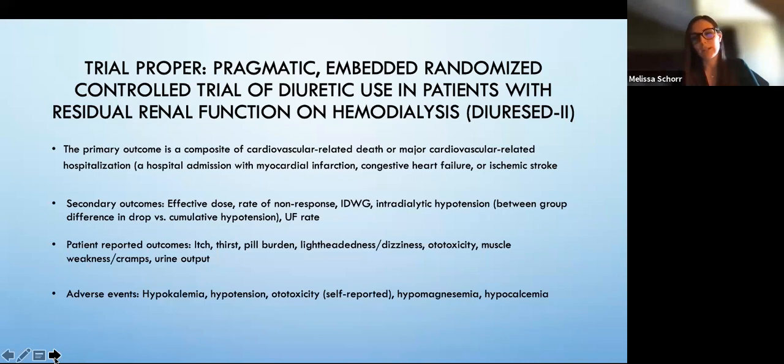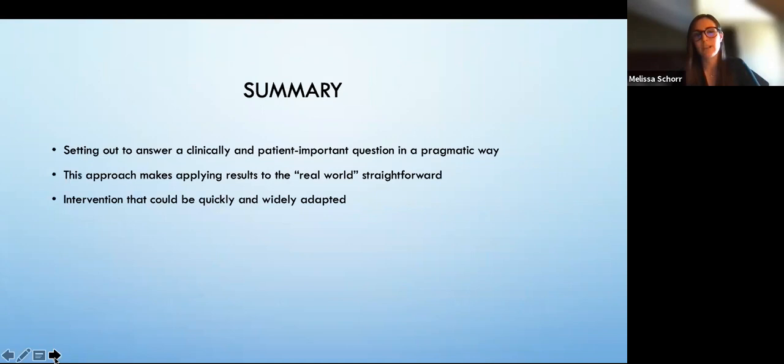Next slide. So in summary, we're setting out to answer what we feel is a clinically and patient important question in a pragmatic way. Using this approach makes applying results to the real world straightforward, and we feel that this is an intervention that could be quickly and widely adapted. Next slide.